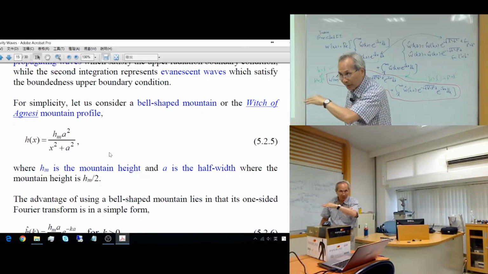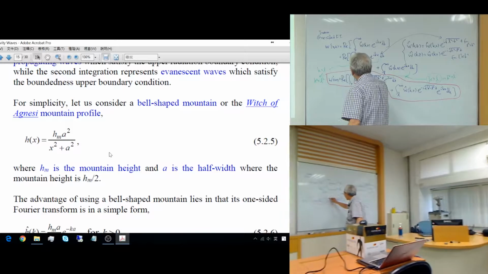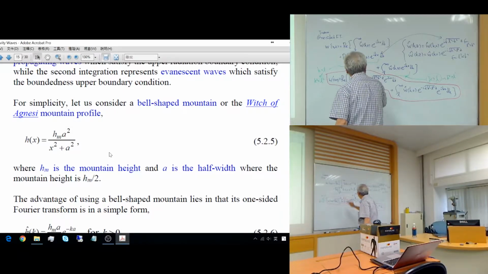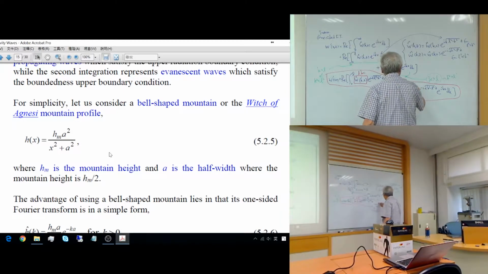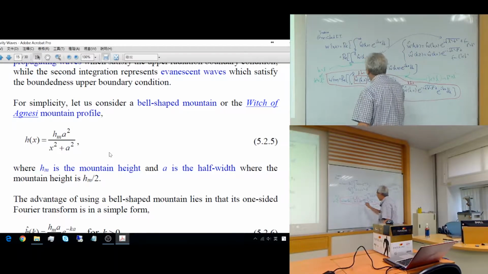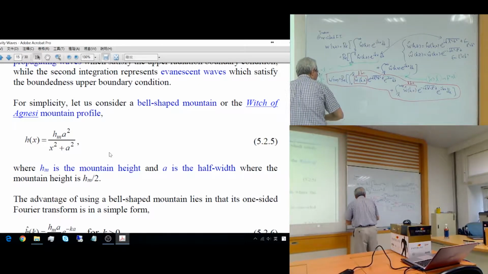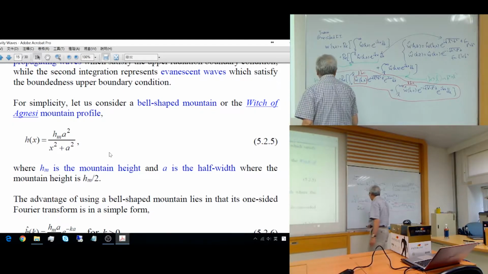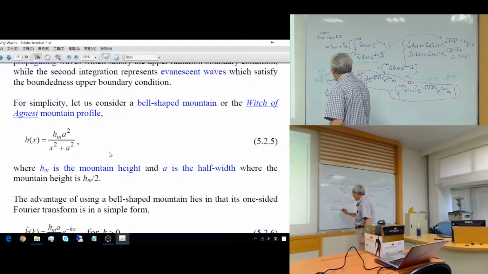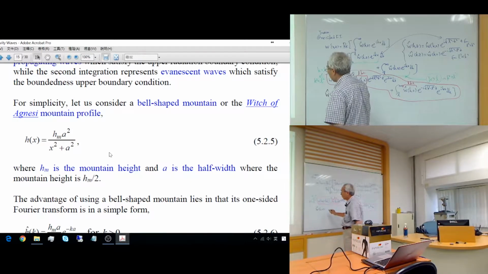That's the low boundary condition. This is the low boundary condition. They are the same. And actually I just derived it. So w hat of k, 0, that is equal to what? I think we just did it.